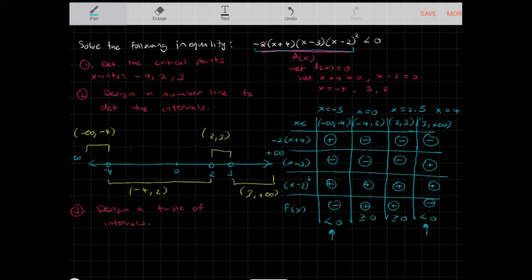So our two solutions here are the intervals where the inequality is less than 0, when it's negative. Therefore x can belong to negative infinity and negative 4, as well as 3 and positive infinity. We use this symbol, union, to mean or, so it can be in this interval or this interval. Okay, and this is how we solve our inequality.